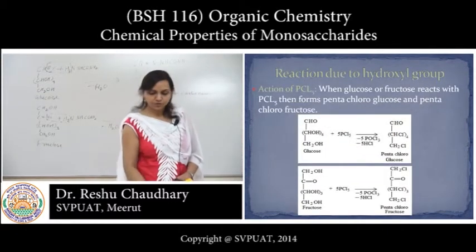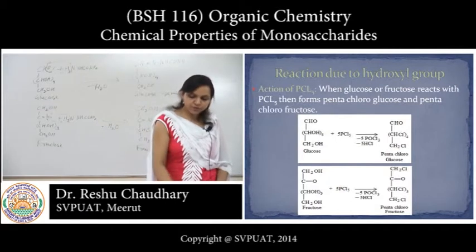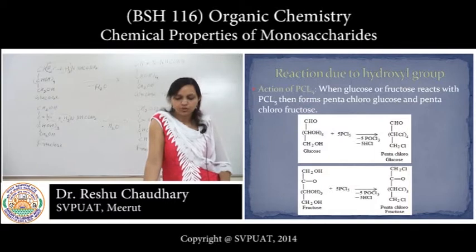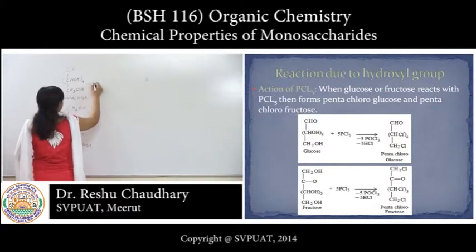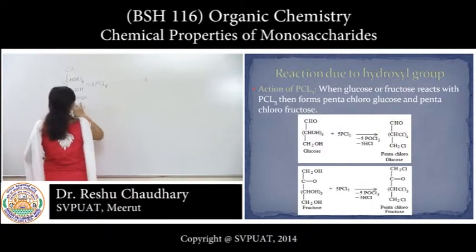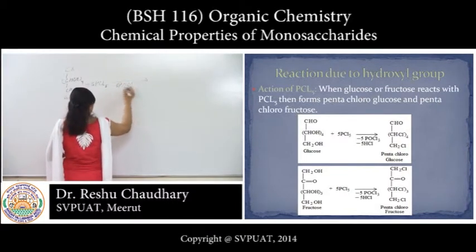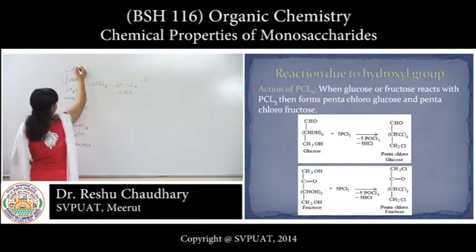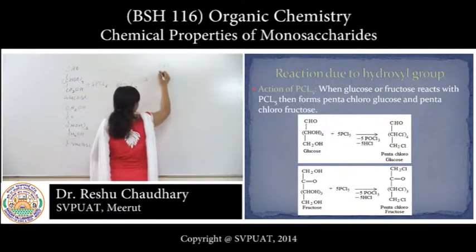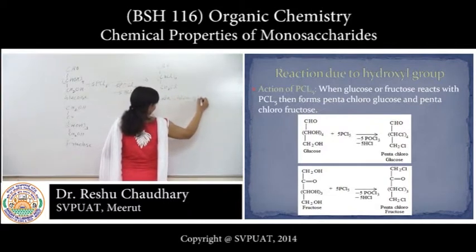Now reactions due to the hydroxy group. In this, first we will discuss the action of PCl5. When glucose or fructose reacts with PCl5, it forms pentachloroglucose or pentachlorofructose, and the reaction will be: when glucose reacts with 5 molecules of PCl5, then 5 POCl3 and 5 HCl. Because here are 4 molecules and here is 1 molecule, the product will be CHO, (CHCl) whole 4, CH2Cl, that is pentachloroglucose.